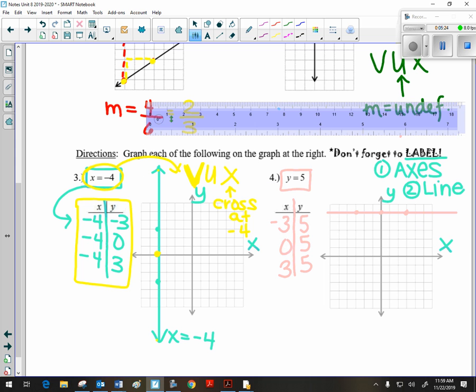So there's my horizontal line, and the equation of this line is y equals 5. Again, remember to label the axes and label the line.